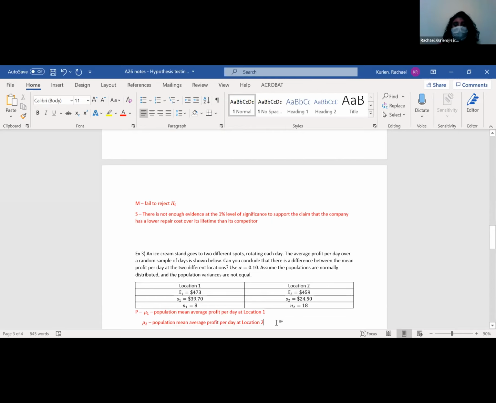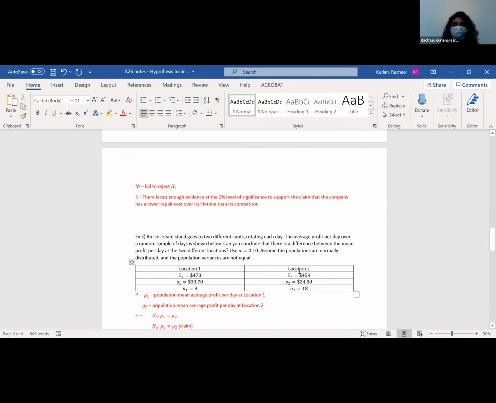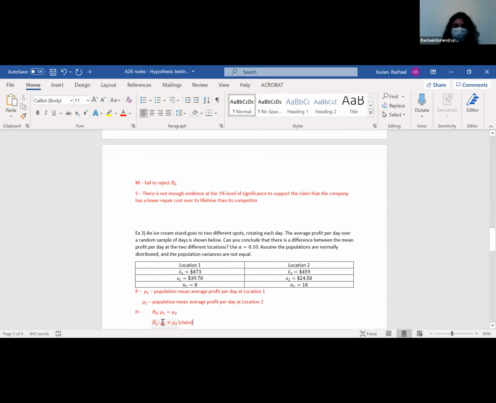All right, hypothesis. So we need to look at their claim and what they're saying. Can you conclude that there is a difference between the mean profit per day at the 2 different locations? Well, we talked about this earlier. Difference means not equal. So that is our claim in our alternative hypothesis, not equal. And the opposite of that is equal.